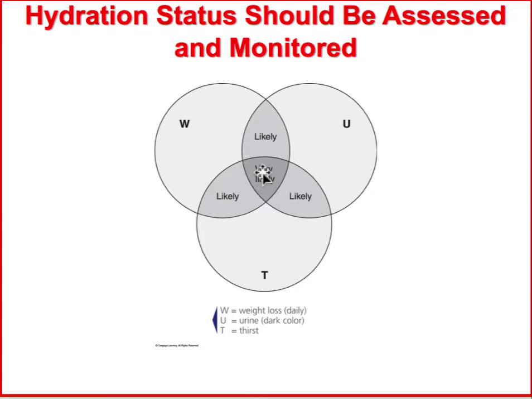But again, the research is starting to recommend that urine color and weight loss are not necessarily a good way to assess hydration status. Primarily, it should be your performance and also whether you're thirsty. And if you're thirsty, then you should be drinking.